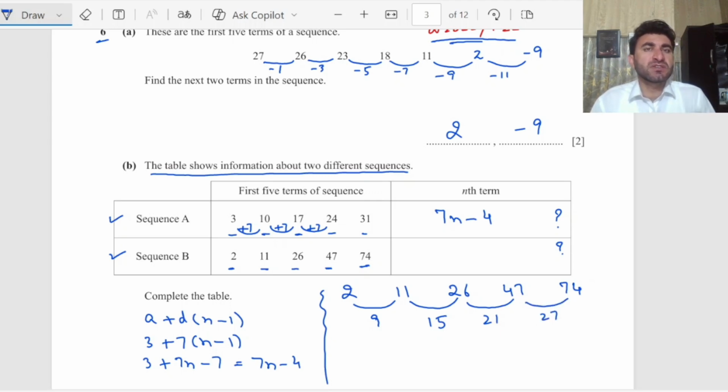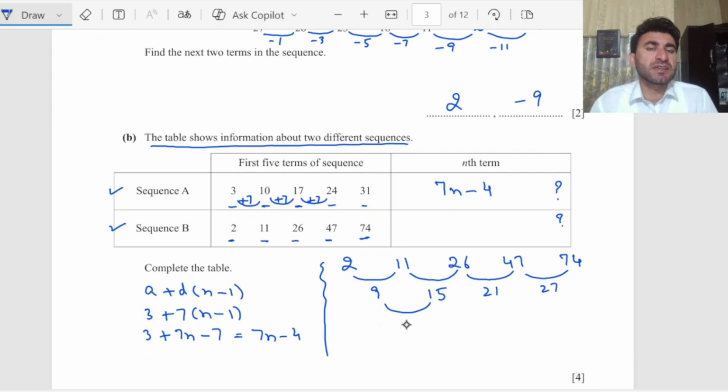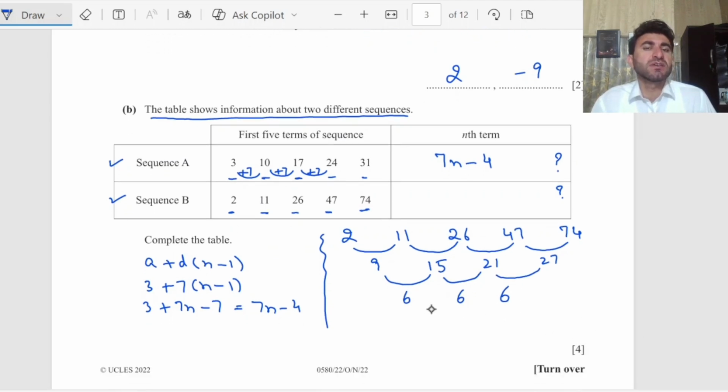So we see the first difference is not a constant number, so find another difference. 15 minus 9 is 6, 21 minus 15 is 6, and 27 minus 21 is also 6. So we see the second difference is a constant sequence, so it is a quadratic sequence in fact.